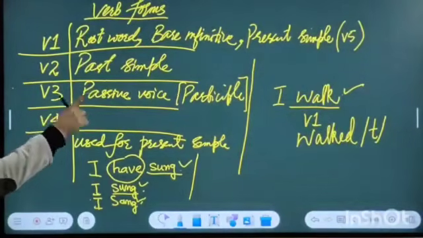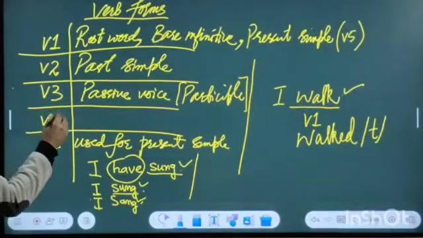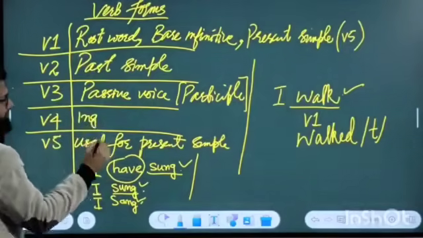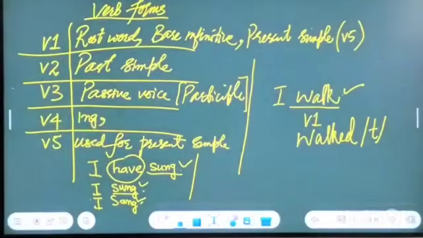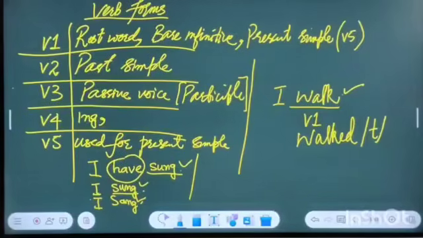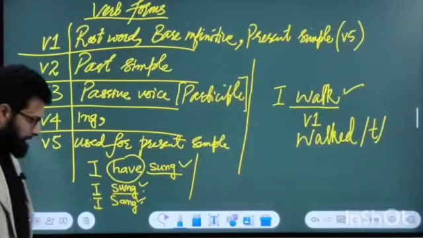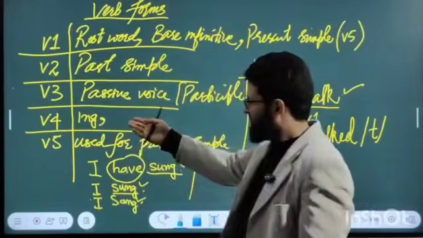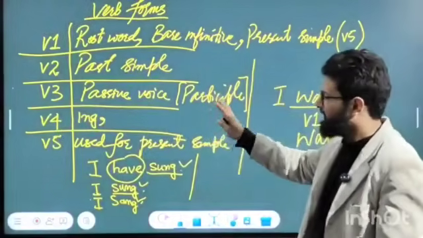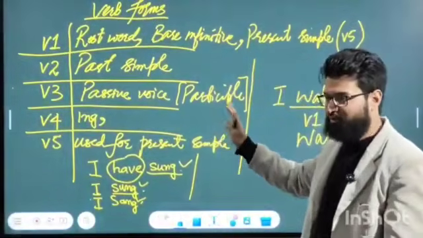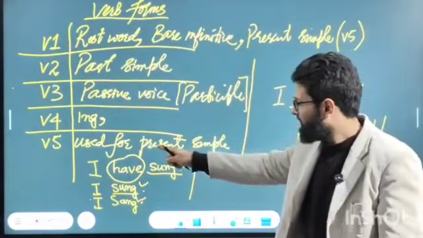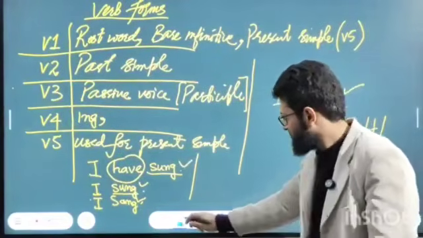Then coming to V4, we'll be discussing passive voice, right? You don't have to worry about that. Participles will be discussed. V4 is the ing form of the verb. Walk, walking. Sit, sitting. Any ing word is V4. This is also used for participles, but right now we'll not be discussing any of the participle. V5. We erase this one first.